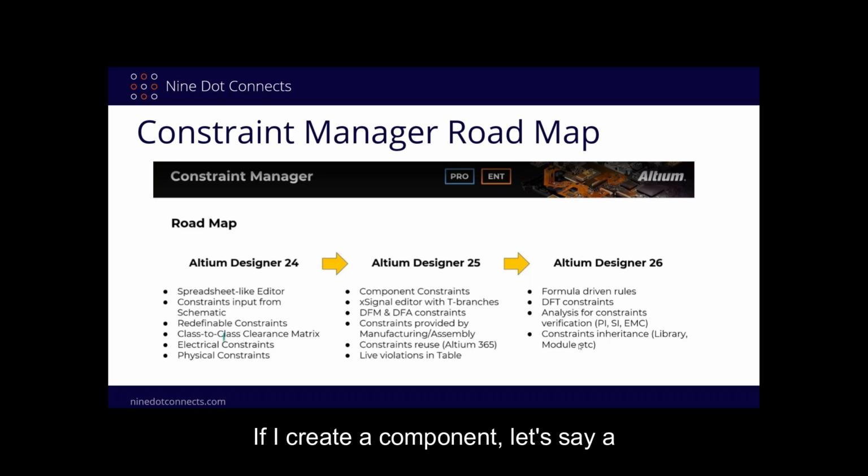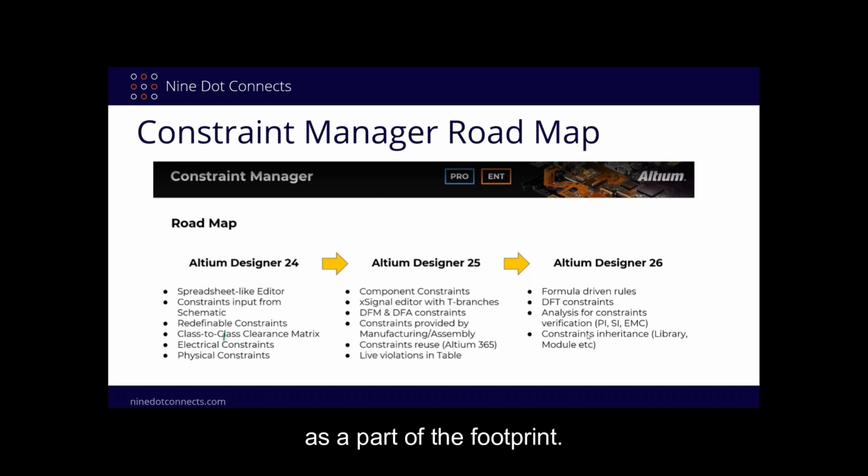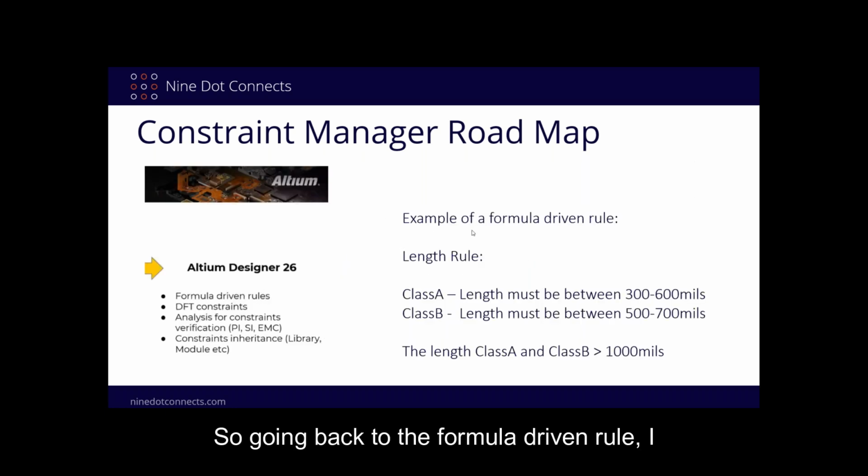If I create a component, let's say a connector, and I know for a fact I've got to have at least an inch clearance around it because I need to get fingers in there to pull the connector in and out, then instead of having to deal with that on the project side, I can immediately add that in as part of the footprint. So the footprint automatically introduces that rule upon placement, which I think would be really useful. So that's the roadmap in general. Going back to the formula-driven rule, I wanted to give an example of this.